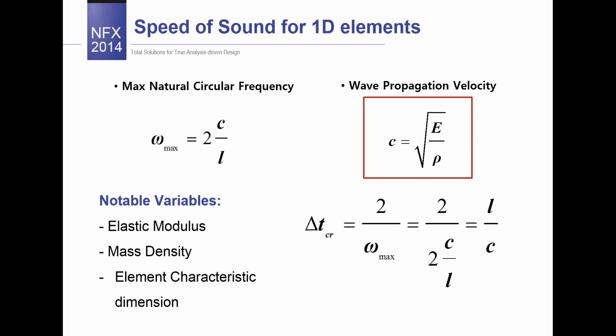Thus the critical time step for the solution stability looks like the following. So we have delta T critical equals L divided by C, where C is the wave propagation velocity, and this term is valid for one-dimensional elements. As you see, there is no Poisson's ratio, for example. And the stiffer the material, the higher the wave speed, resulting in a smaller stability limit.